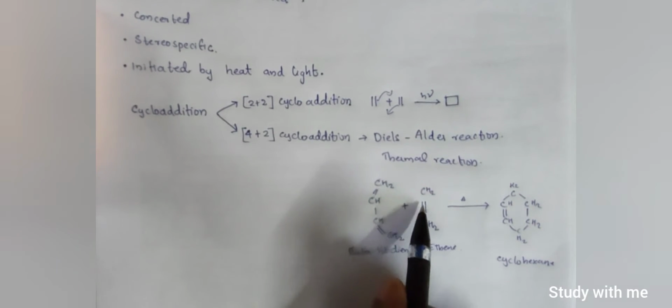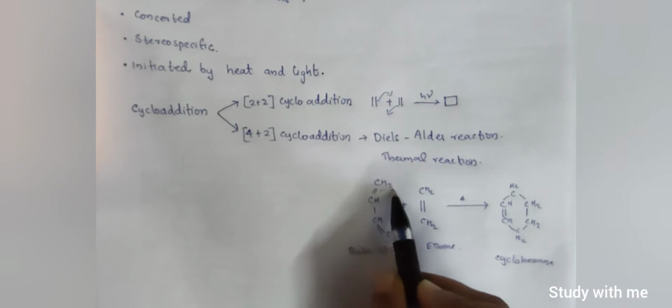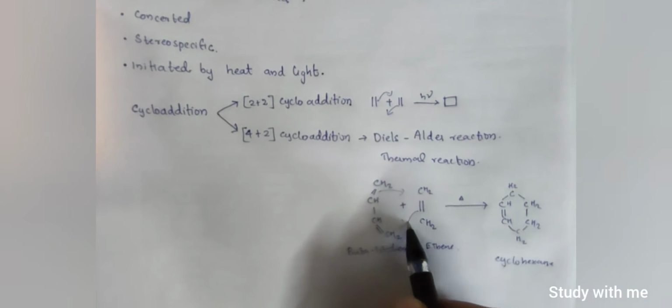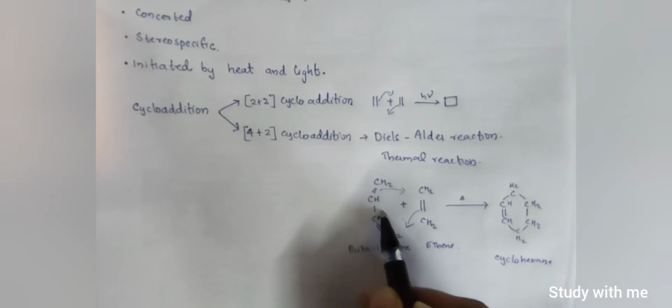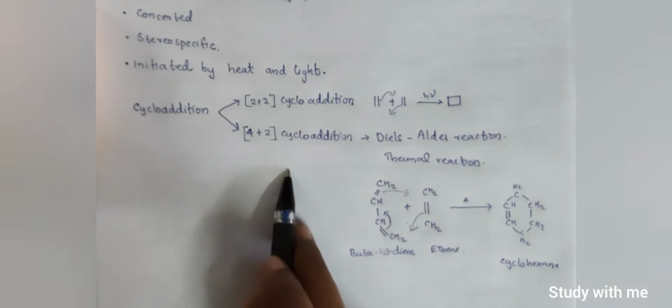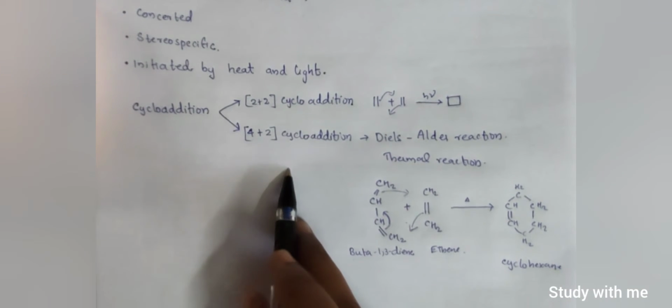This is buta-1,3-diene. This buta-1,3-diene is added with ethene. So this will go to here and this will go to here, and this bond will go to here, and here will be a double bond, and here they will make a bond, and this will become a cyclic product. So we will get the cyclohexene product here. These are the two types of cycloaddition reactions.